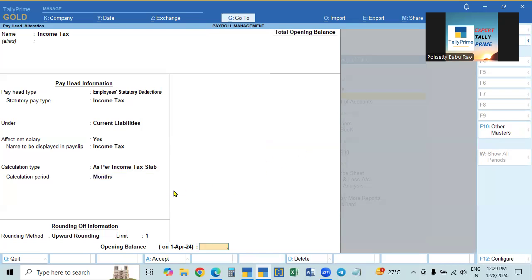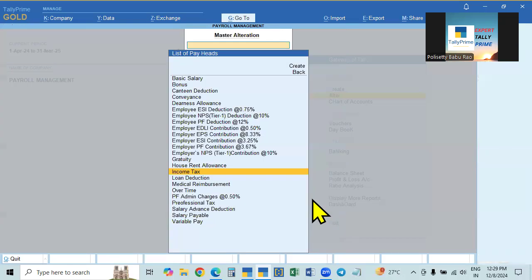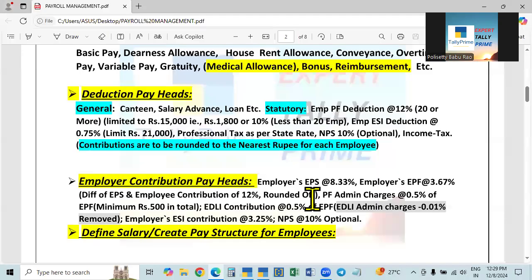So here automatically income tax will be taken at 1, and also here only for income tax, upward rounding, even if 1 paisa is there, it is increased to the next rupee. By default, if rounding is given, we will take normal rounding, but here we are taking upward rounding for income tax. Okay. So these are the statutory deductions from the employee.